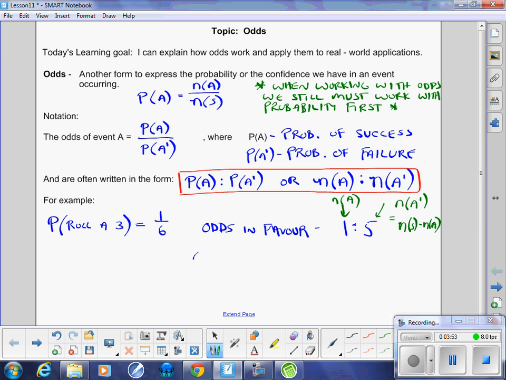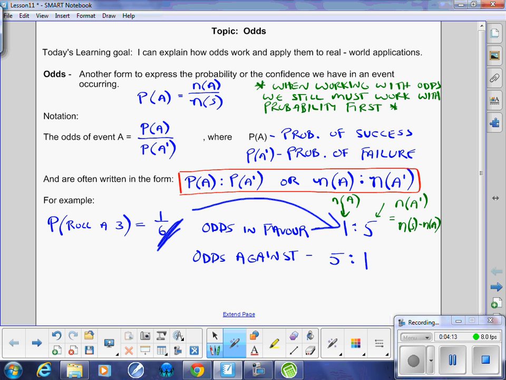All right? And then we can also write it as odds against. And what that means is that we're simply looking at it from the negative perspective. There are 5 ways you can fail and only 1 way to be successful. All right? So we're just rewriting this notation in this format. Okay? So it's just taking a probability and rewriting it.